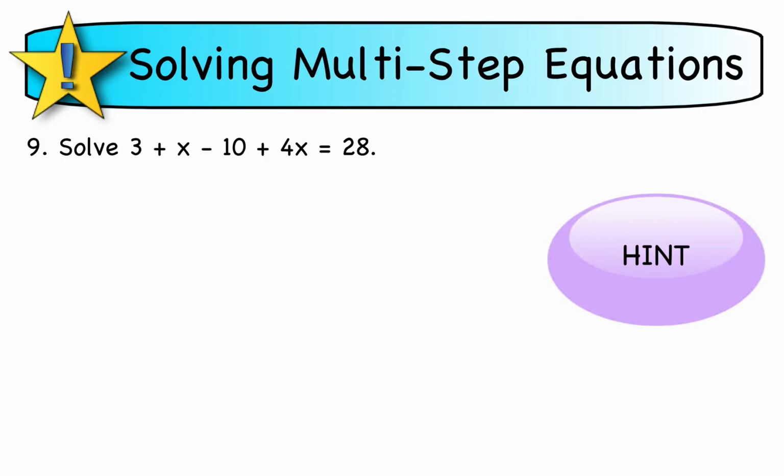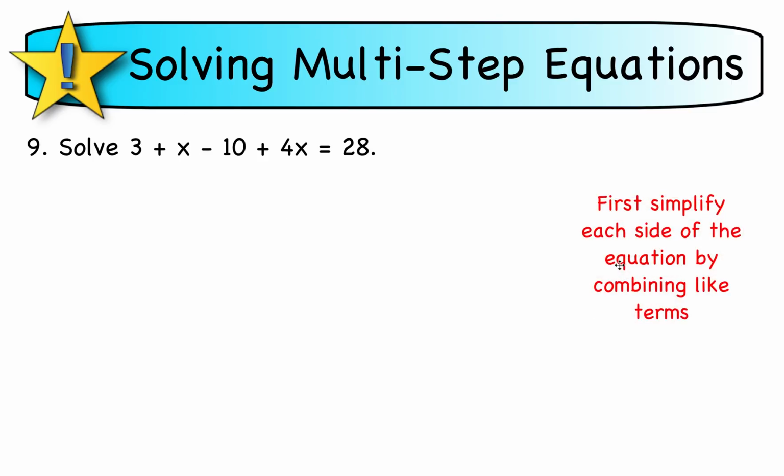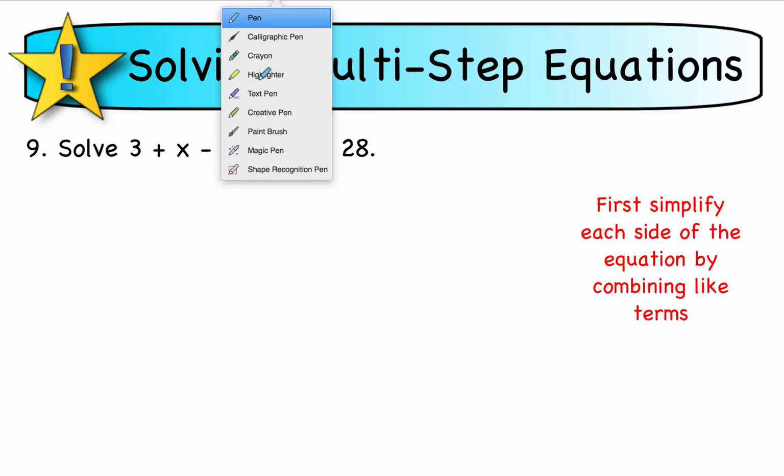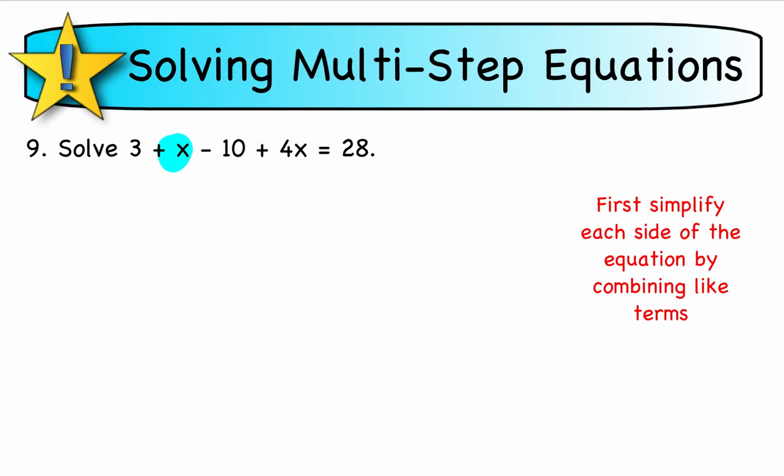Solving multi-step equations. One of the things you're going to be doing is solving more than 2 steps. You're going to have multiple steps. And one of the hints I have here is make sure that you're simplifying each side of the equation first by combining like terms. Now when you combine like terms, it's not doing the opposite. So we have some like terms here, and let me just highlight those. This plus x and this plus 4x will combine together. And then we also have this minus 10 will combine with the plus 3. So we need to combine those together first before we do anything else.